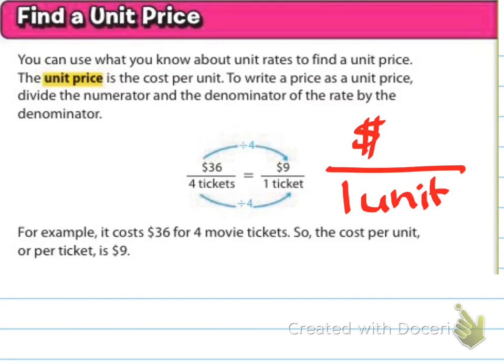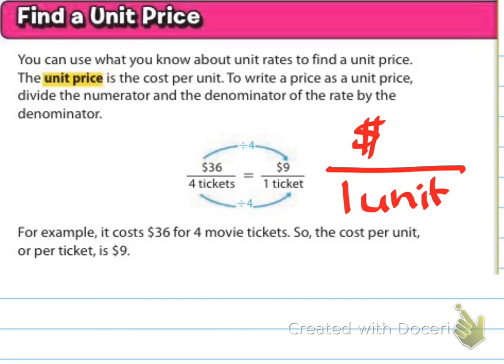To write the price as a unit price, you're going to divide the numerator and the denominator by the denominator. So even if it doesn't work out perfectly, because it is money, we're always going to divide by this bottom number, this 4 or whatever the bottom number is.